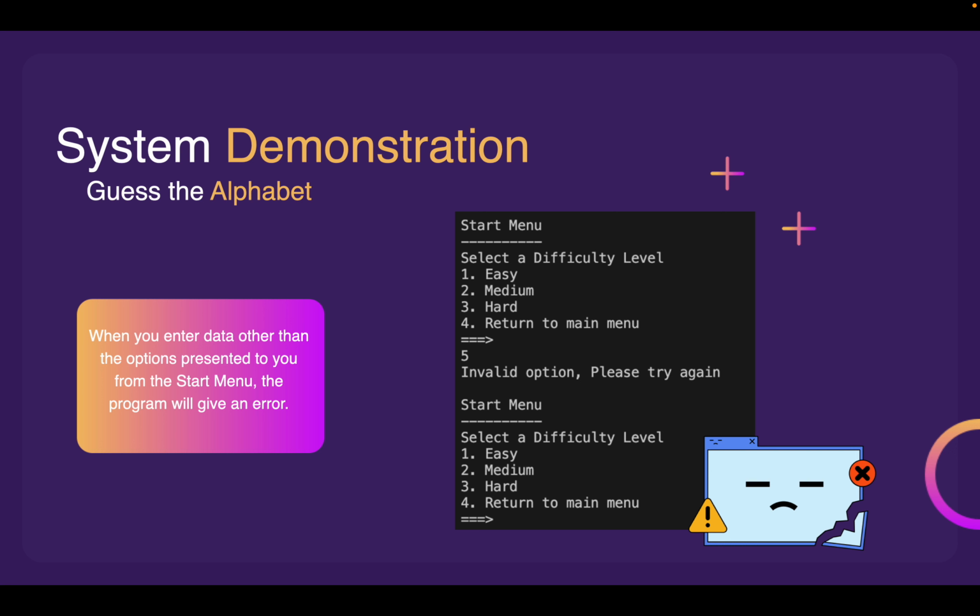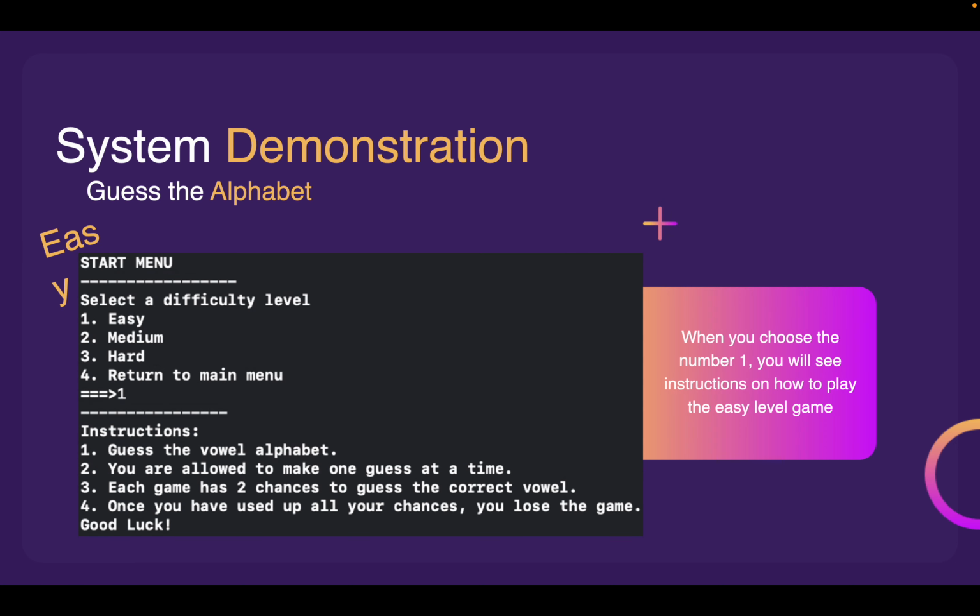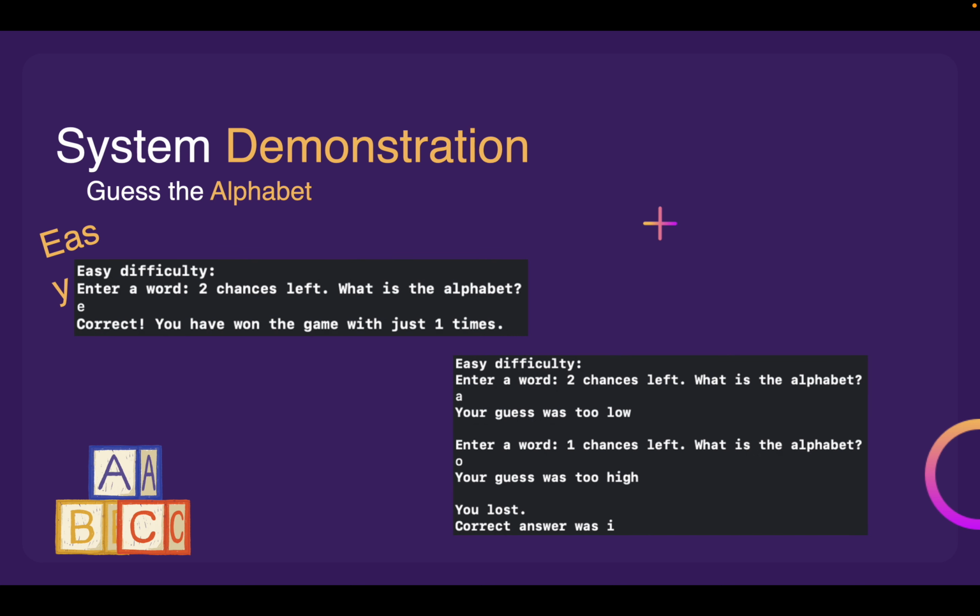If you enter data other than the option presented to you, the program will give an error. Then the start menu will automatically appear on the screen. We have 3 levels again here: easy, medium and hard. When you choose number 1 from the start menu, you will see instructions on how to play the easy level game. Then the game will start.